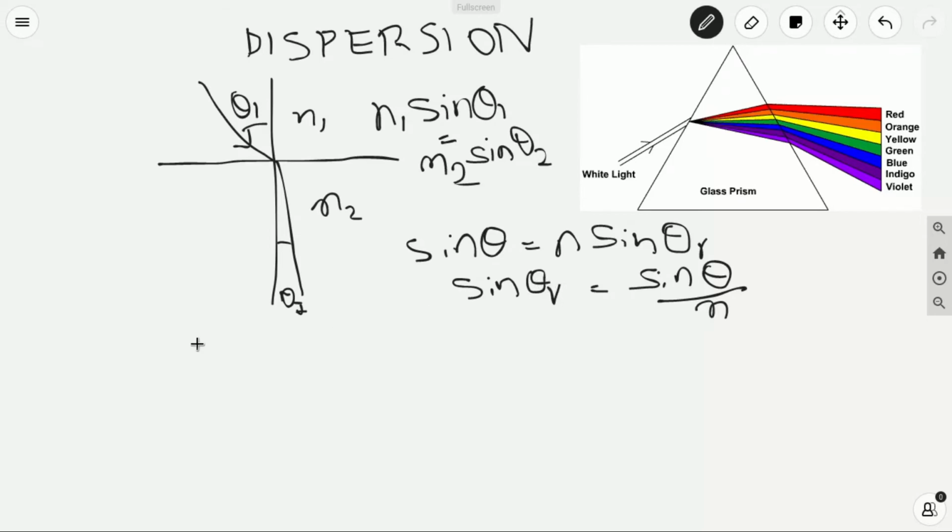It happens that we can actually show that the refractive index of blue light, which has higher frequency, is greater than that of red. So for red light the refractive index is less, and for blue the refractive index is higher, and this is in the visible region, all right? So what happens here then? For blue light, the refractive index is higher, which means the refracted angle will be smaller compared to red.